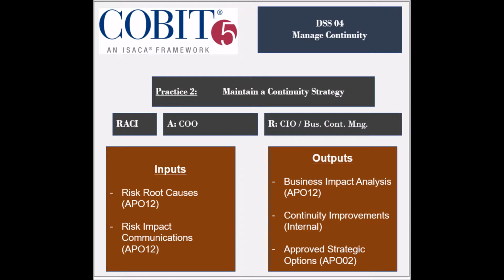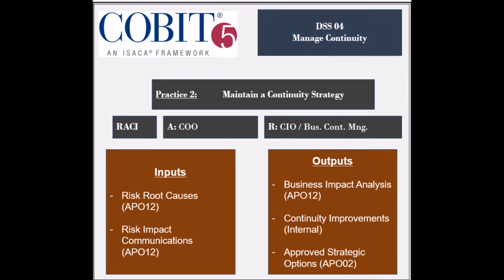The practice receives 2 inputs, which are the risk root causes and the risk impact communications, both from the AP012 process. It generates 3 outputs, which are the business impact analysis to be used by the AP012 process, the approved strategic options to be used by the AP02 process, and the continuity improvements to be used internally.